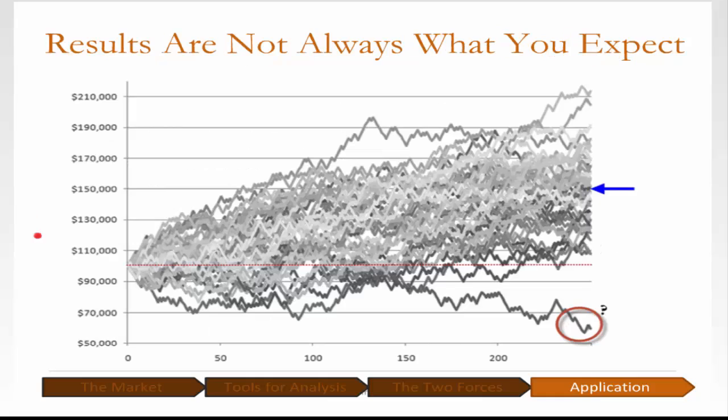This shows the result of 50 traders trading 250 trades of that system. So the only thing that is different, they all traded the same system. Every time they won 1.2 R. Every time they lost 1 R. Each trade was a 50% chance of winning or losing. The only thing that is different is random chance. Some of them had more winners, some of them had more losers. Nobody made mistakes. But look, this is where we would expect to end. Starting with $100,000, we would expect to end with $150,000. Did you realize the results could be this variable?